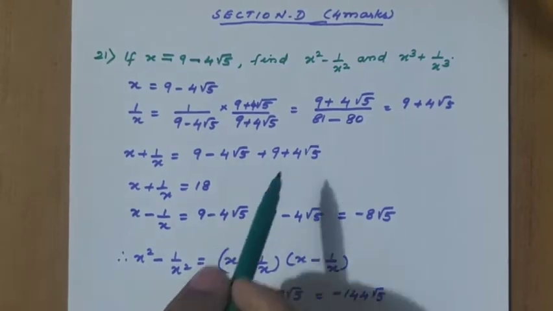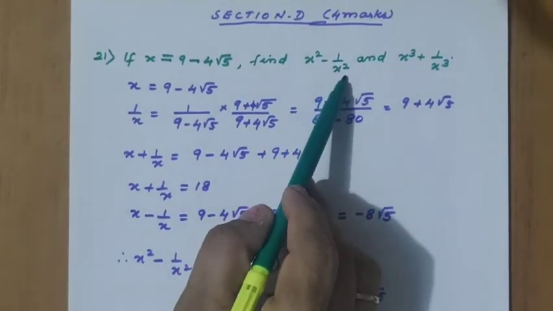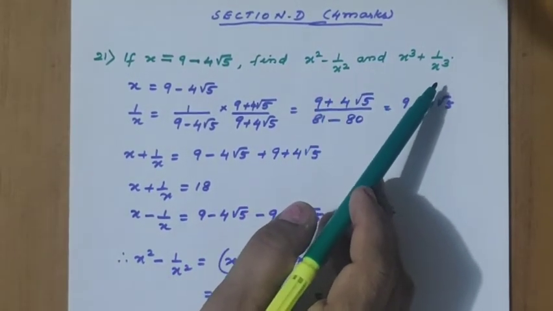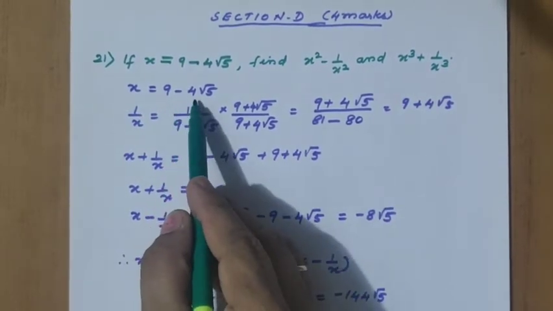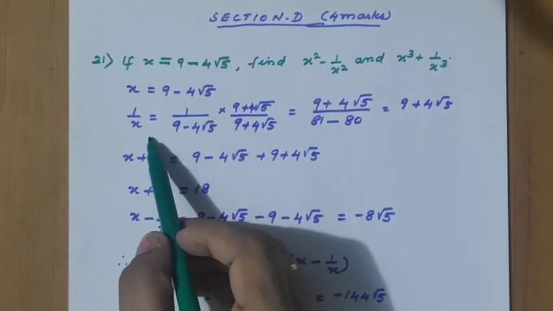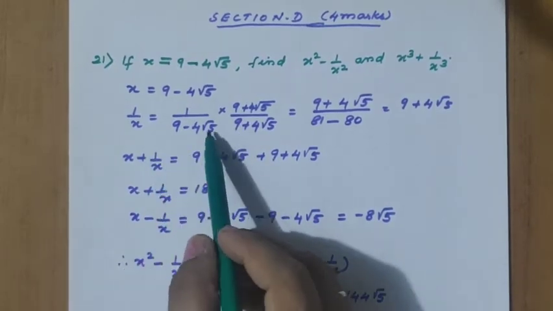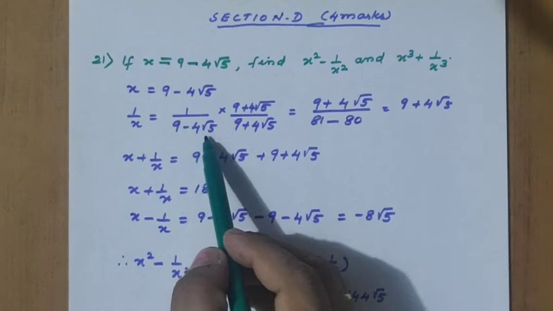So x is given. We have to calculate x square minus 1 by x square as well as x cube plus 1 by x whole cube. So x we have written. For the solution, x equal to 9 minus 4 root 5. What is the next step? 1 by x to be written. So 1 by x equal to 1 by 9 minus 4 root 5.